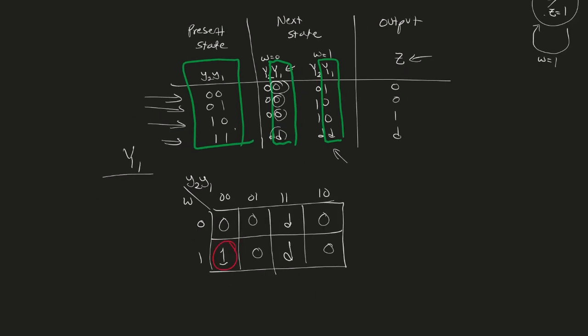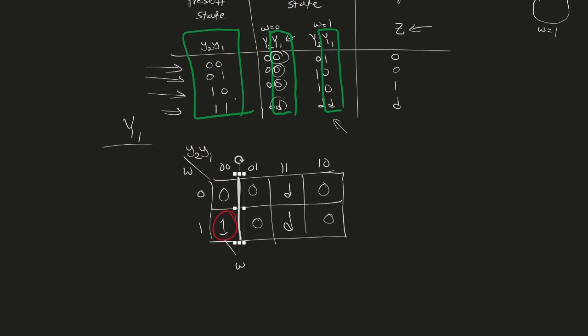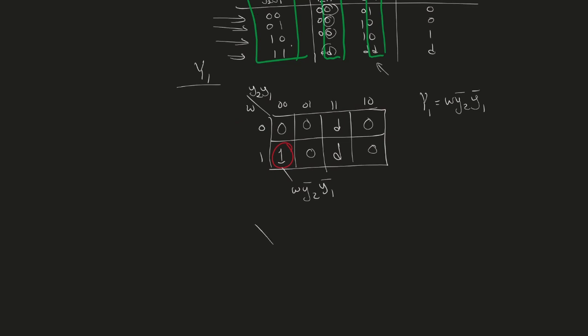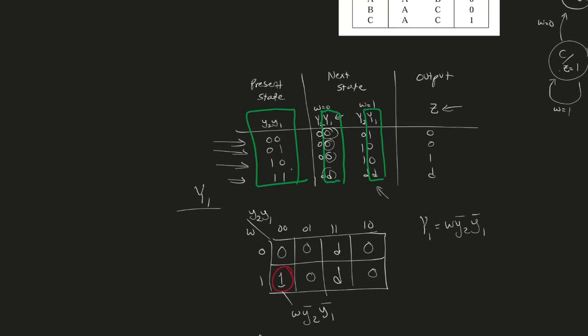Okay, so that means we're just going to circle this one, and the function we get from here is going to be our y1. So y1 is going to be equal to W y2 naught y1 naught. So now we're going to do y2. So W goes here, and it's y2 y1.